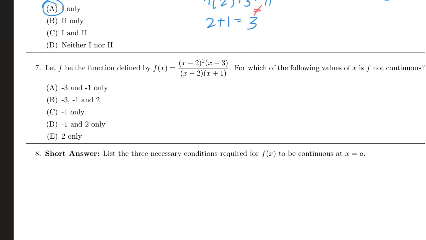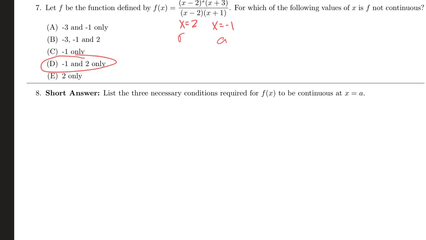Let f be this function. For which of the following is f not continuous? It's just another rational function. All that matters for continuity in general for rational functions is when the bottom equals 0. What happens at 2 and -1. There's nothing else we have to do in this one because we're not classifying them. It would end up being a removable one here and an asymptote here, but I didn't ask for that. It just asked where the discontinuities are. It's those two.